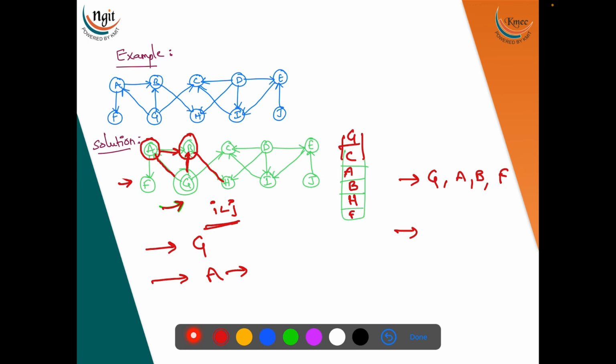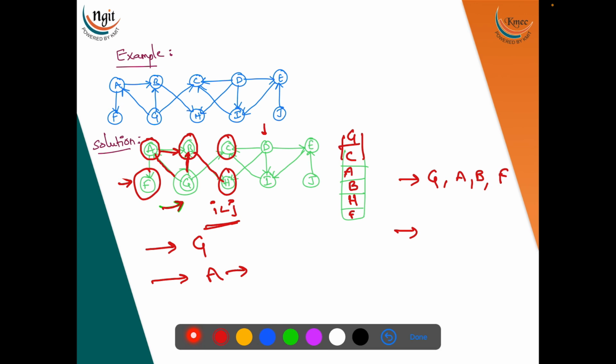Now your stack consists of what? F, H, B, A, C, G. And still there are other vertices which we have not visited. Now consider another vertex, D, which we have not visited. You can mark it with a double circle for clarity purposes, that's it. So we'll go to D. Consider another vertex D.